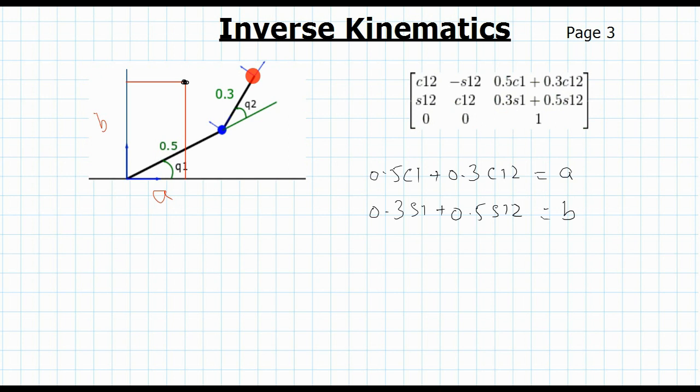Only then can we say that our end effector would be positioned on this point, if these two conditions are satisfied. We are not talking about the orientation of the end effector. We just assume that the end effector is just a point, and we want our end effector to reach this point. And to make this possible, we need to solve these two equations.